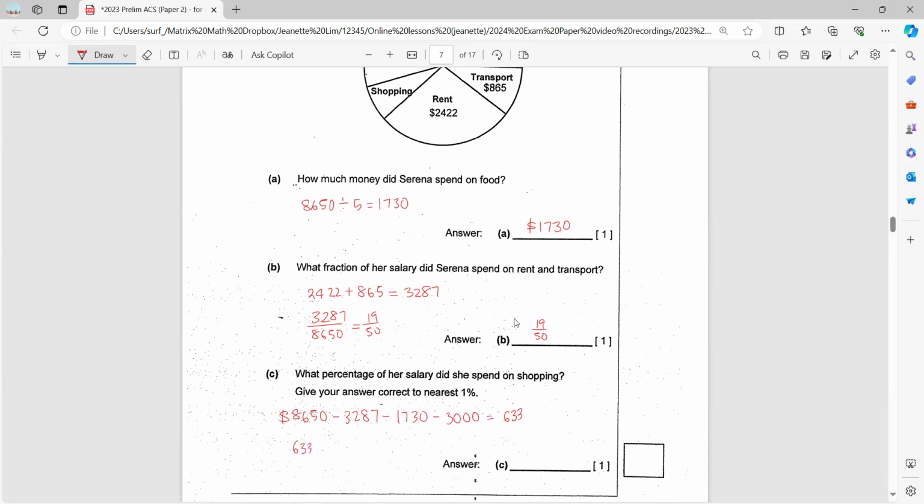So what percentage is this? 633 over the total, which is 8650, then times 100%. Key in the calculator, you should get like 7.32%. Round it off to the nearest 1%, so 7% is the answer. It's not rounded off to the nearest 1 decimal place, okay? The nearest 1%. So don't even have decimal place.